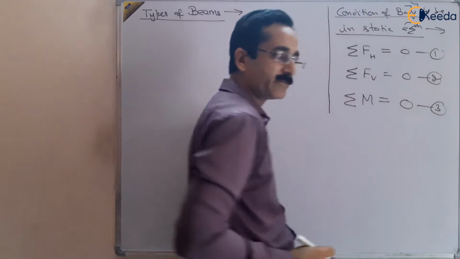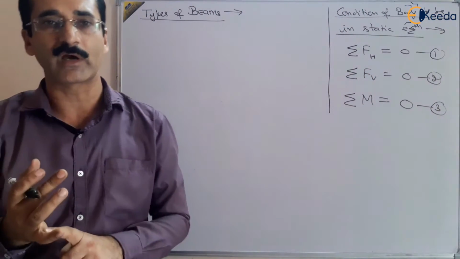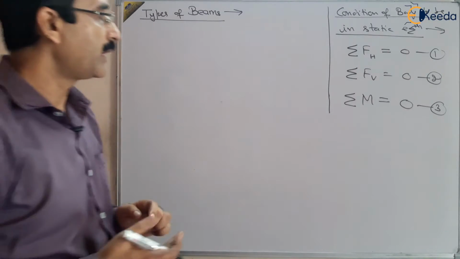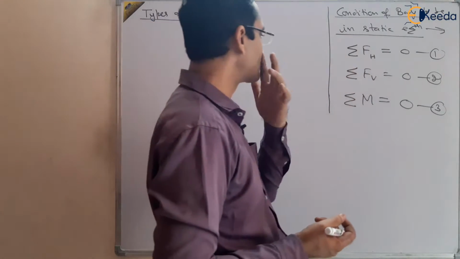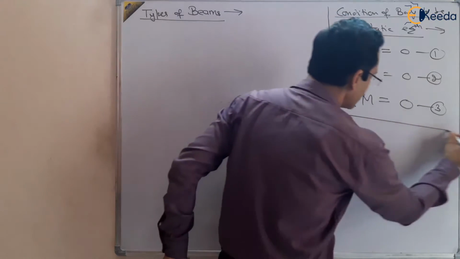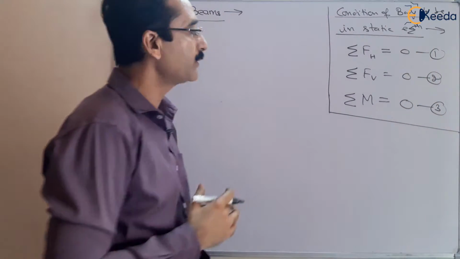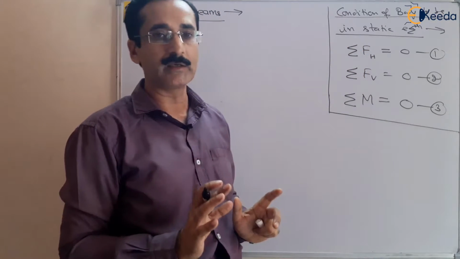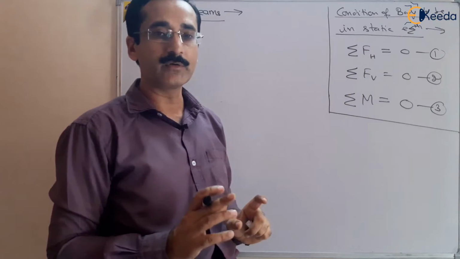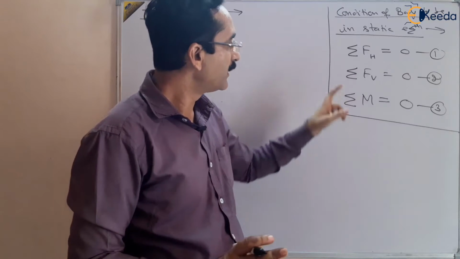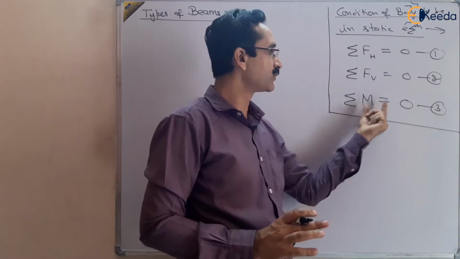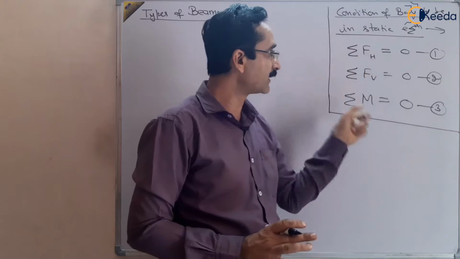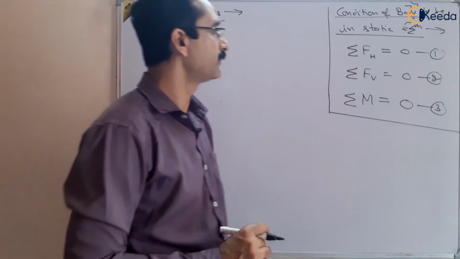The reactions taken by supports are our unknowns, right? And we will be having three equations to solve these unknowns basically, right? What are the conditions of static equilibrium? The horizontal forces should be equal to 0, then the body will be in static equilibrium. Vertical forces should be equal to 0, sum of all the vertical forces, and sum of all the moments should be equal to 0. This is the condition of static equilibrium, right?